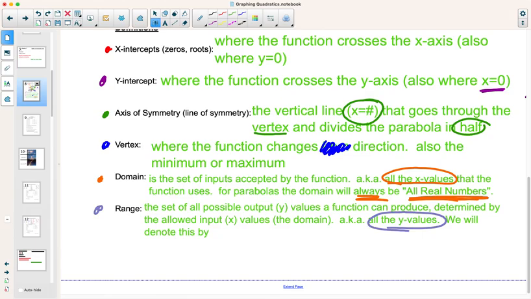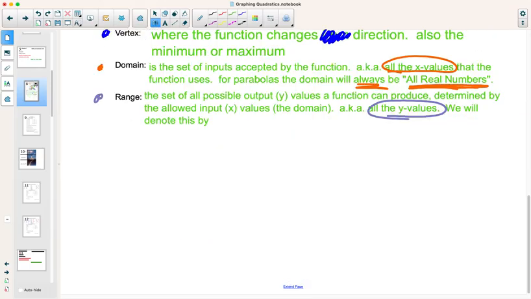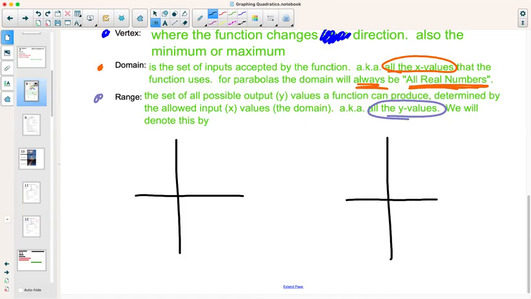We'll denote this by, well, I'll show you. Okay, I'll leave this unfinished because I need to draw a couple things for you. So in this margin here, put two little coordinate planes like this, nothing crazy, just two little coordinate planes.